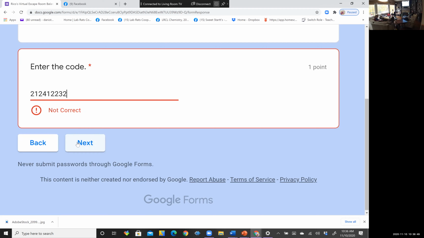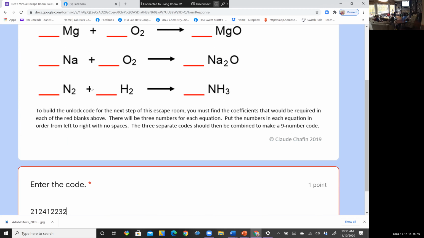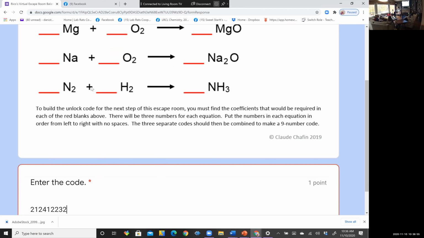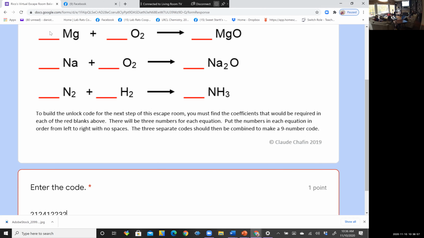All right, let's see. Oh, something's off. It's the last one. Let's look here. The first one, we said 2, 1, 2. So if we have 2 magnesium, we'll have 2 magnesium. If we have 1 oxygen here, it's actually 2. And then if we have 2 here, that'll be 2. Do we all agree that that's right? Yeah.